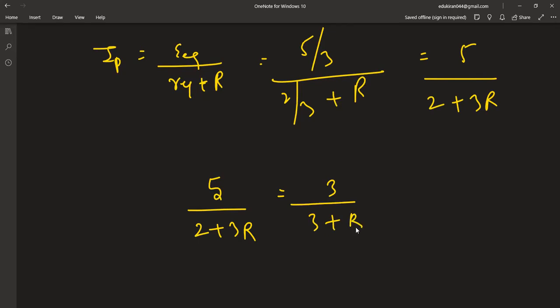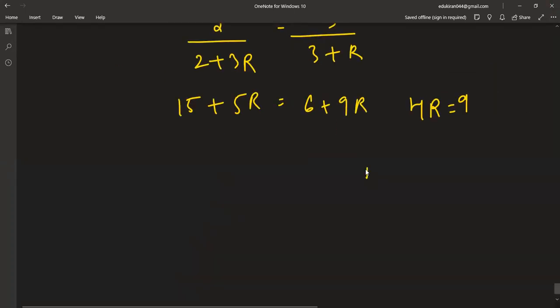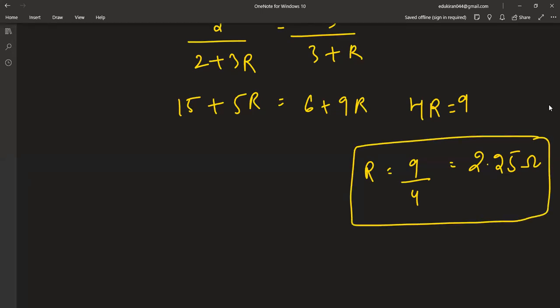Now it's just a linear equation with one variable. Capital R is our variable. So this is 15 plus 5R is equal to 6 plus 9R. So 9 is equal to 4R. Right? So R is equal to 9 by 4, which is equal to 2.25 ohms. This is the answer. Noted?